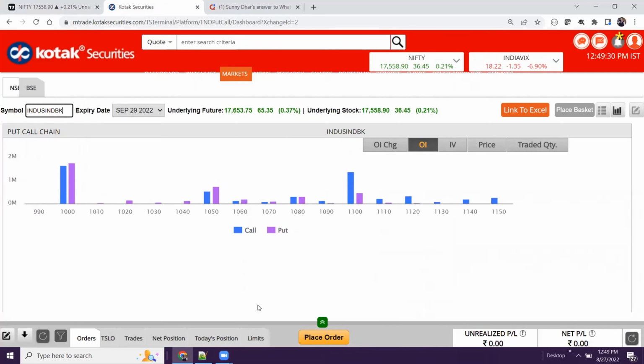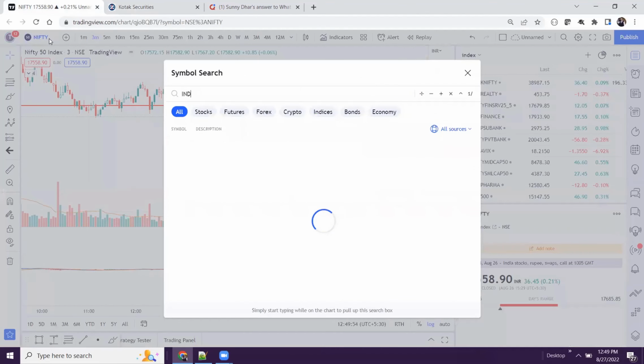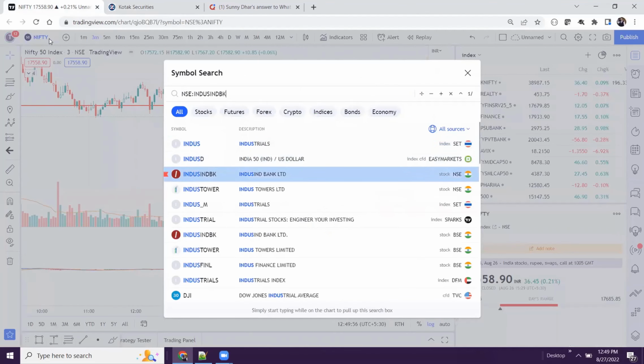See, for stocks, the option data is pretty straightforward. But if you check the index, there are a lot of peaks. For a stock, there are clear guidelines. You can clearly see 1100 has the highest as of now. And if you go to the chart, it must have reacted from the same level.